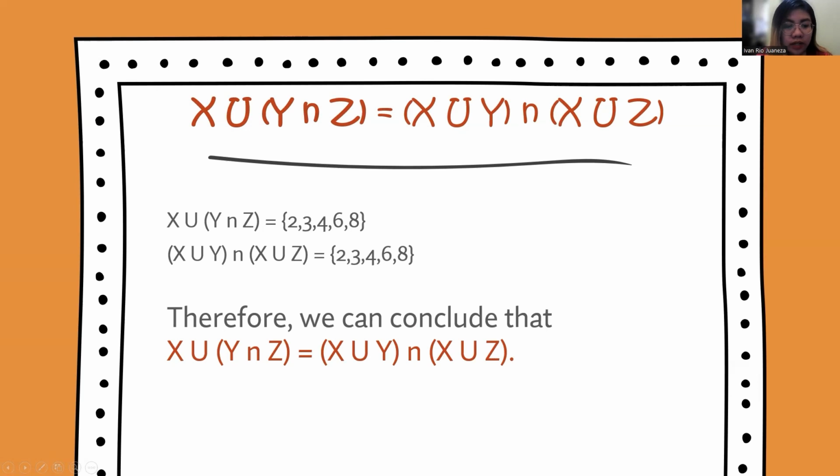So after comparing the results, here are the results we got earlier. For X union (Y intersect Z) is equal to 2, 3, 4, 6, 8. And also the elements in (X union Y) intersect (X union Z) is 2, 3, 4, 6, 8. Therefore, we can conclude that X union (Y intersect Z) is equal to (X union Y) intersect (X union Z), since both sets contain the same elements. So let's proceed to the last method that is needed.